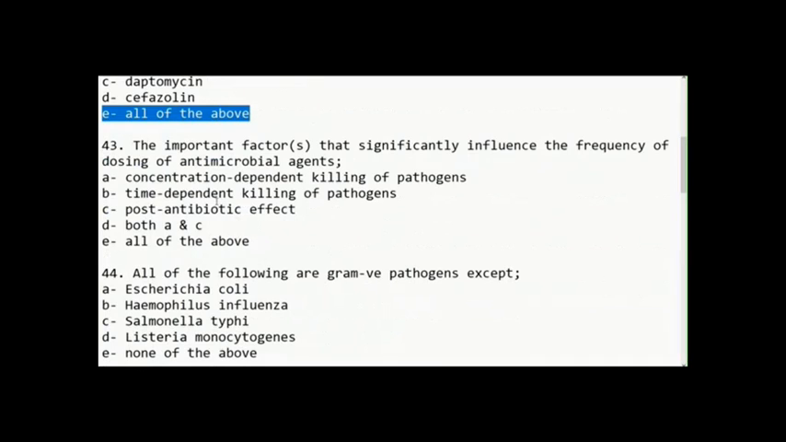And now the third MCQ of this video, the important factor or factors that significantly influence the frequency of dosing of antimicrobial agents. Option A is concentration dependent killing of pathogens. Option B, time dependent killing of pathogens. C is post antibiotic effect. D is both A and C, and E is all of the above. Actually, all of the above factors will influence the frequency of dosing of antibiotics.